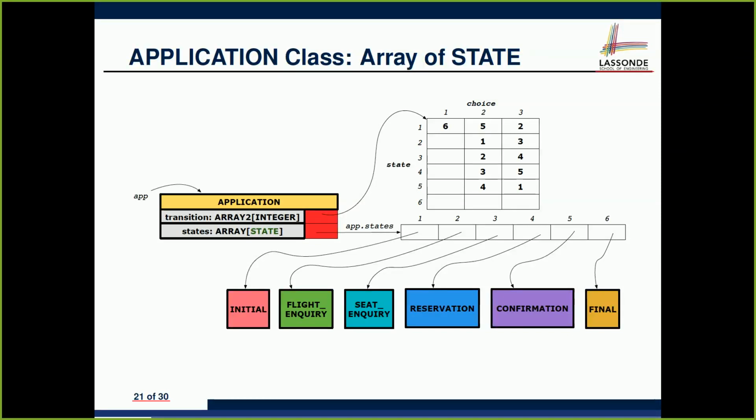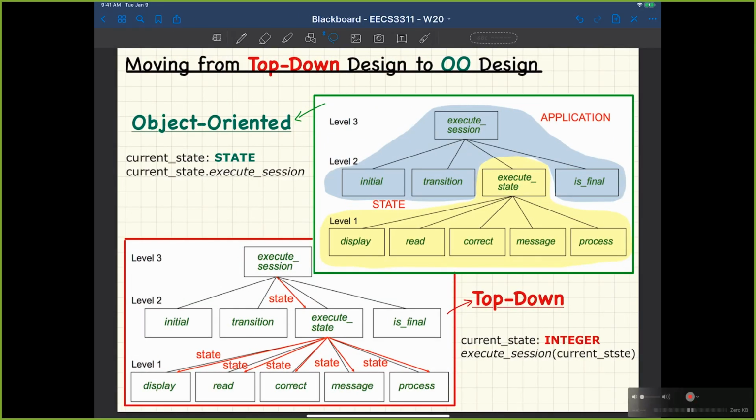create a polymorphic collection of states. So you don't really have to duplicate the creation of the object. There's only a single state object for each state over here. Let's just talk very quickly about the idea of a state design pattern.